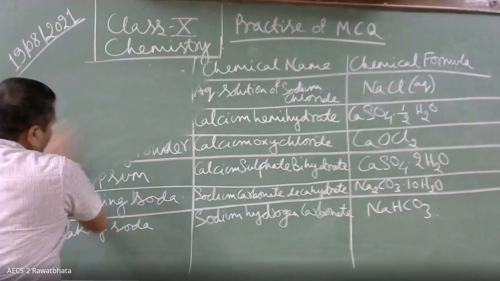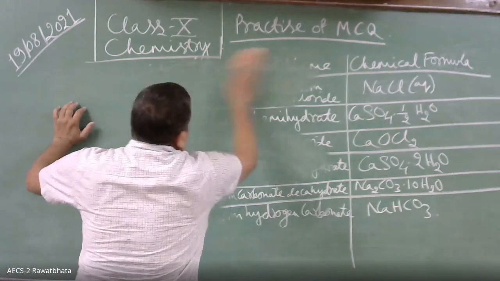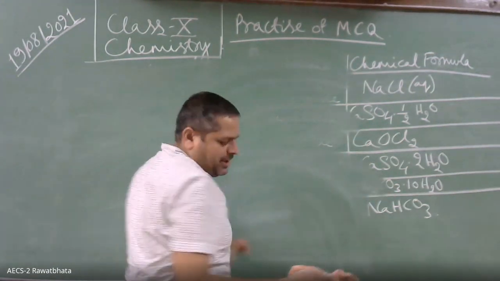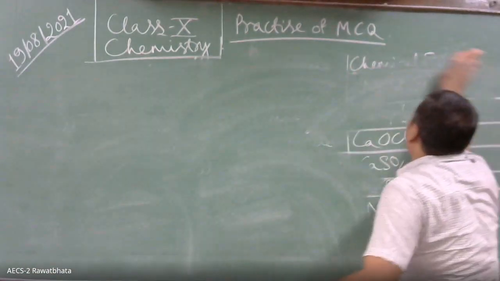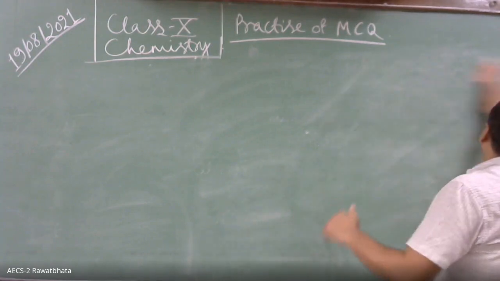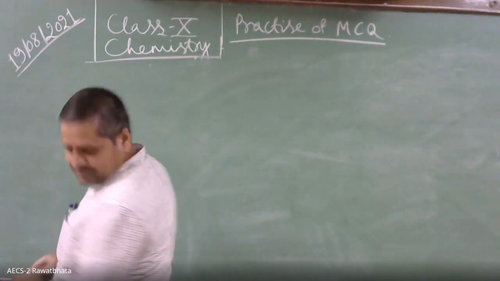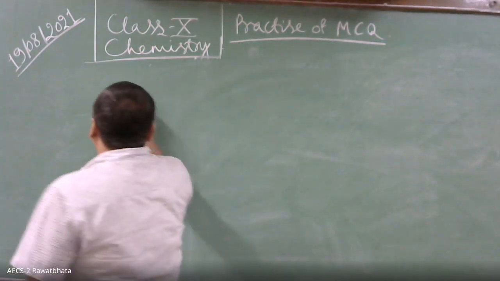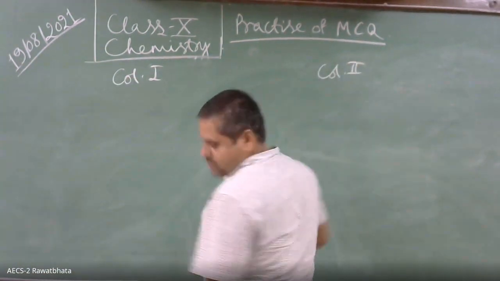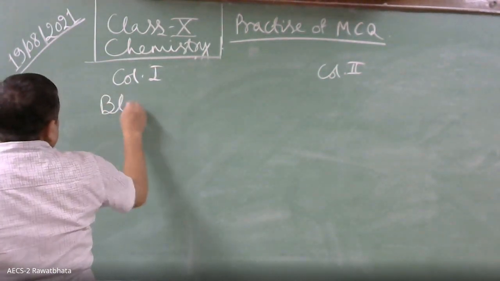Next question. I will write some chemicals in one column, and in the other column, their applications are there. You have to match their applications. Okay, children? Match the applications with the correct chemical. Column 1 and column 2. Bleaching powder, baking soda.